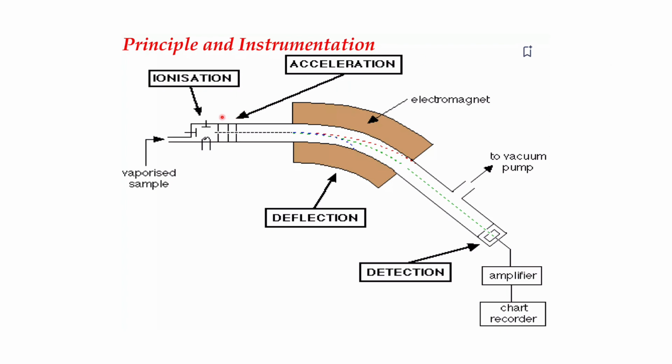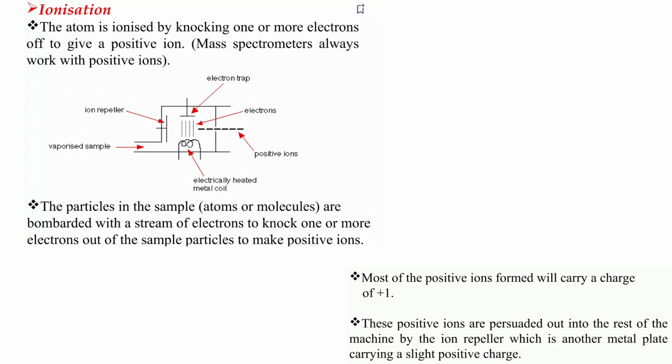Several steps of the whole process take place in each of these different sections of the instrument. So let's look at each of these processes: ionization, acceleration, deflection, and detection, in the next few slides. The first step is ionization.